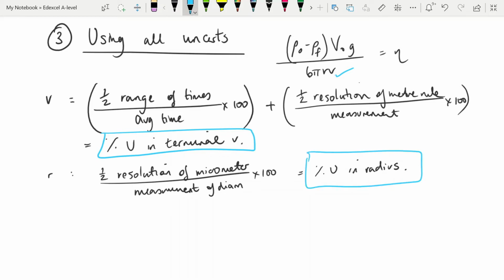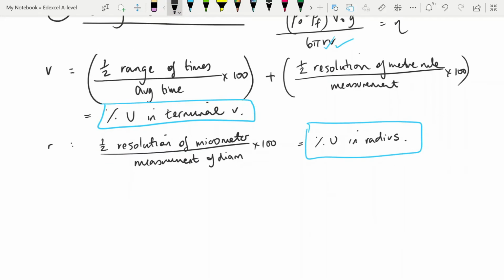You can add these as you go along, because for each of these, we are going to be adding their percentage uncertainty together. So anything that's multiplied or divided, you add their percentage uncertainties. So the total of that, 6 pi obviously doesn't have an uncertainty, g doesn't have an uncertainty, so now we need to look at volume.